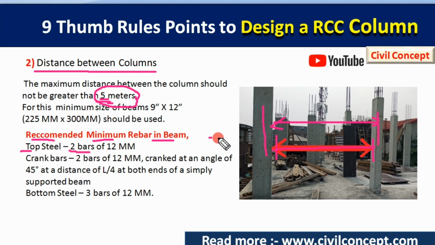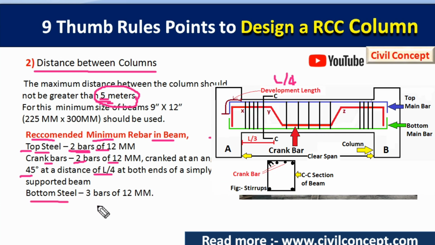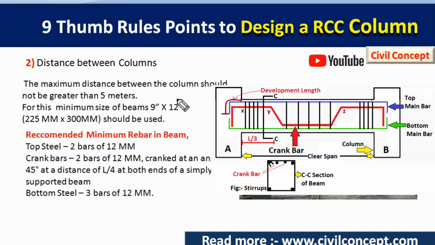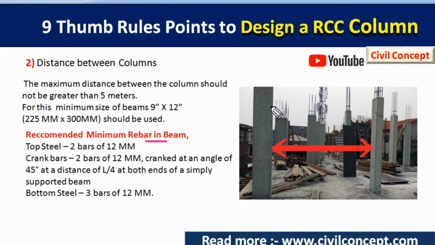It also depends on the different loads on the beam, but the minimum top rebar should be 2 bars of 12 mm. Crank bars should be used, 2 bars of 12 mm, at an angle of 45 degrees, and up to L by 4 distance. For example, if we are constructing a beam like this, then up to L by 4 distance we have to provide crank bars. The bottom steel bars should be 3 in number, and should not be less than 12 mm. So these are the recommended minimum rebar in the beam if we are putting the spacing between two columns as 5 meters or 16 feet.